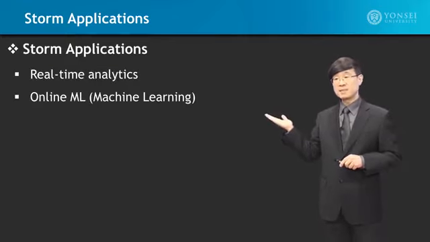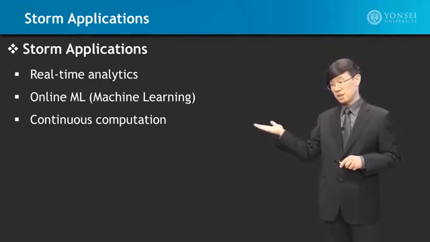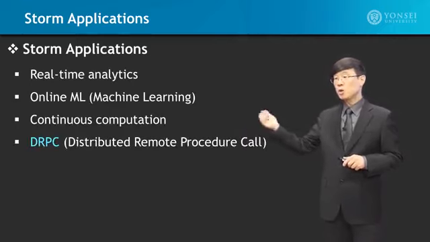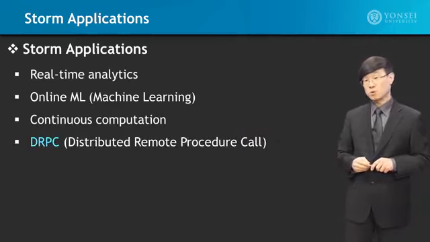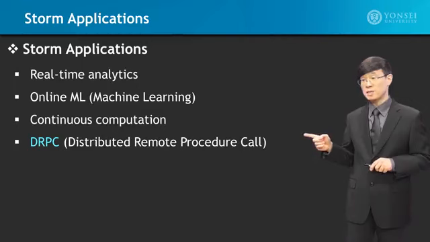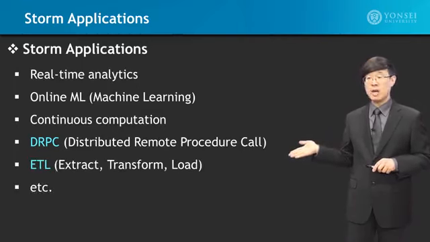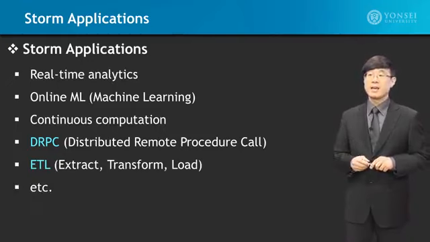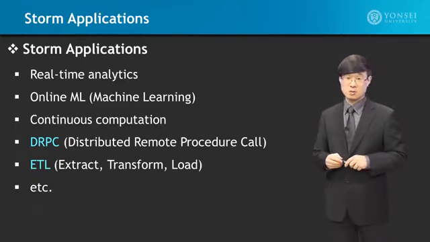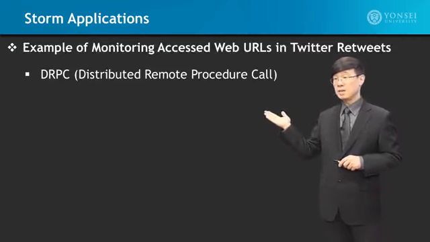These are some of the major use cases of Storm. Real-time analytics, online machine learning, continuous computation. Also, we just talked about distributed remote procedure call. We will talk more on this. And then extract, transform, and load operations. We'll talk more about this also. These are the main applications of Storm. Looking into further details, the DRPC.